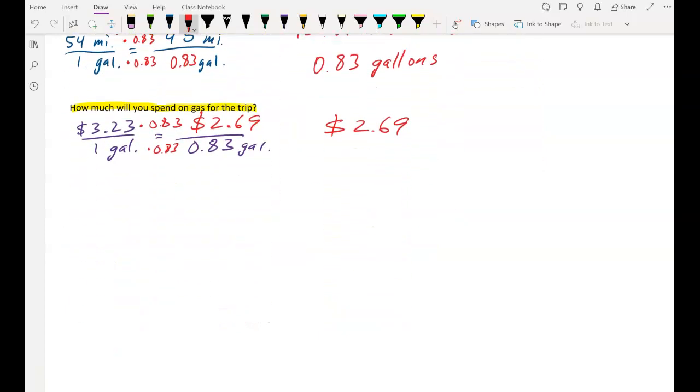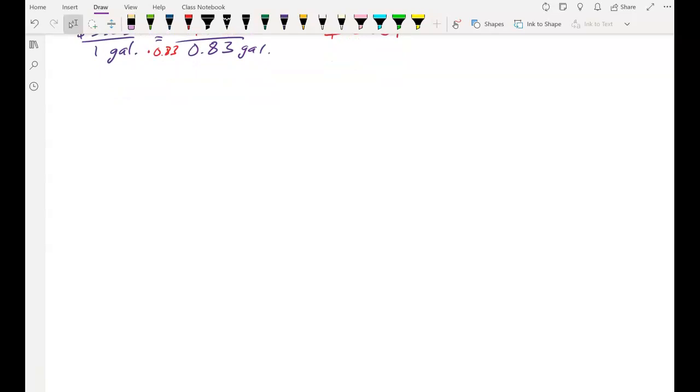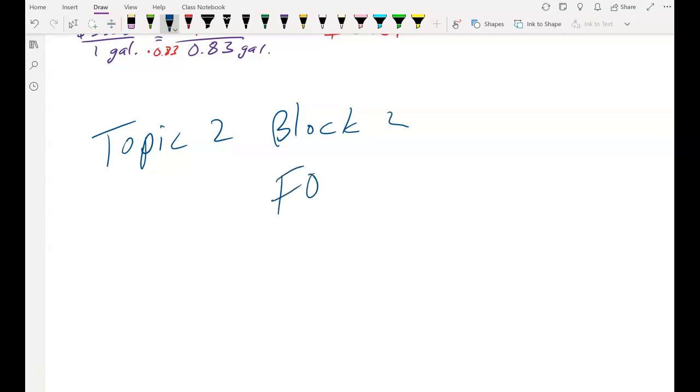Well, as you can see, there isn't any more to do. So now all you have to do is make sure that you've gone through and copied all the notes down properly. And remember that now you're going to be doing topic 2, block 2, the form. So make sure that you get in there and get that done.